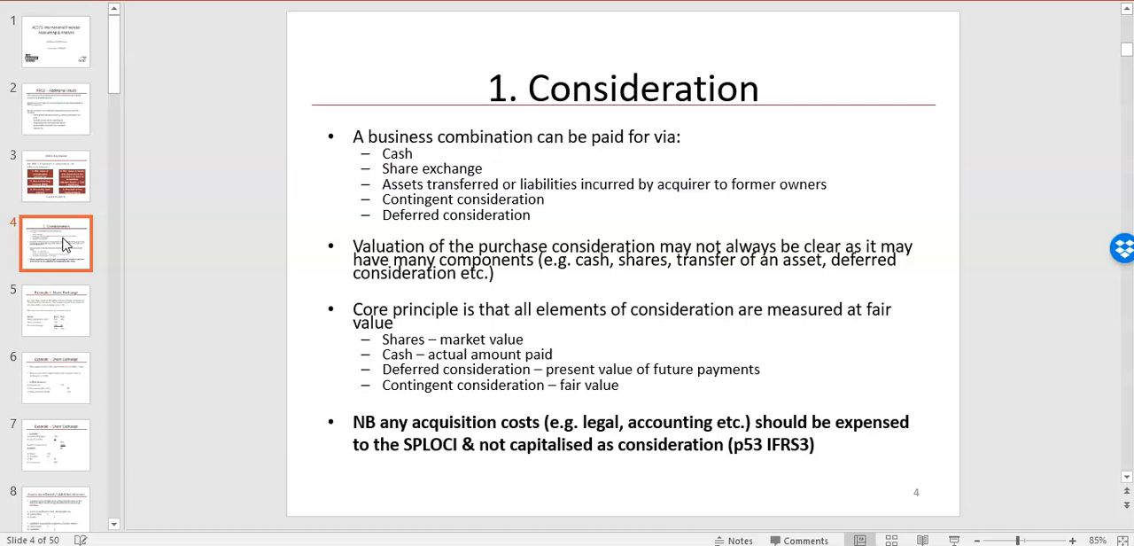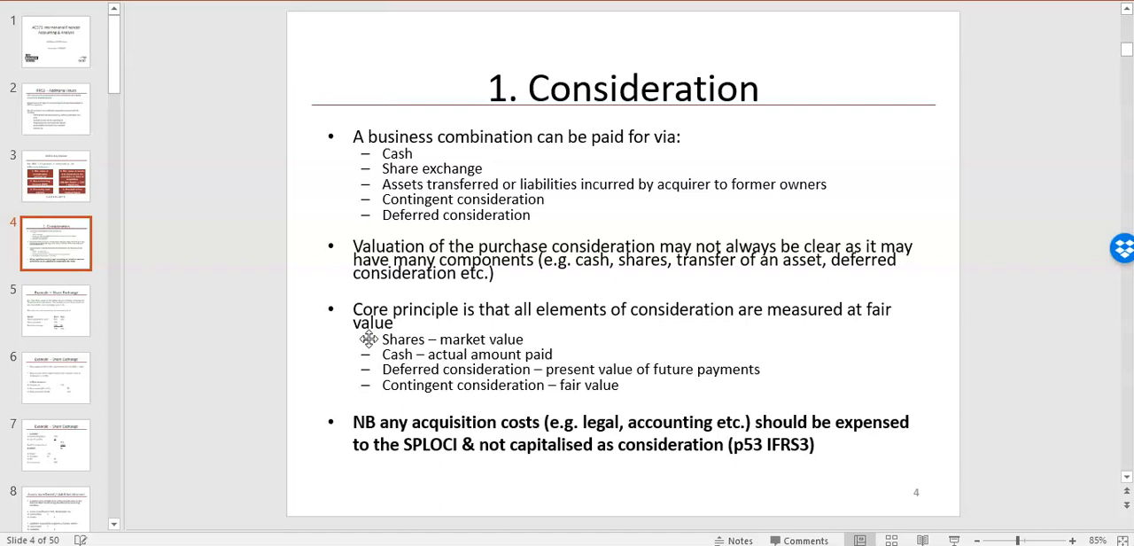So the key thing for us for accounting is we have to do the goodwill calculation at a particular date, i.e. the date of acquisition. If it's cash, that's easy to value. We know how much cash you've paid. But for the other ones, we need core rules around how we get the fair value of those at the date of acquisition, because we need to put those in as the consideration for the goodwill calculation.